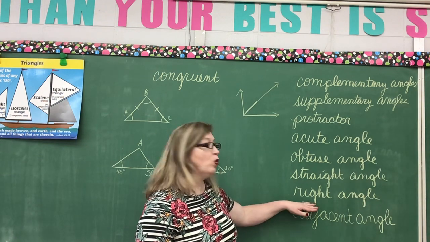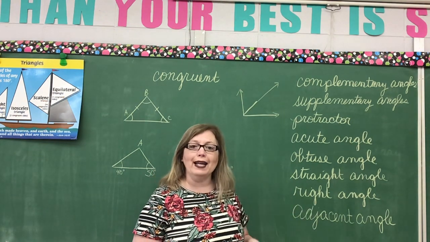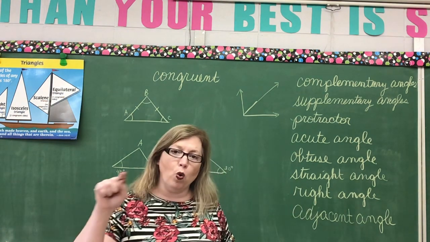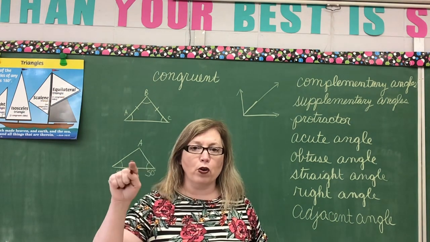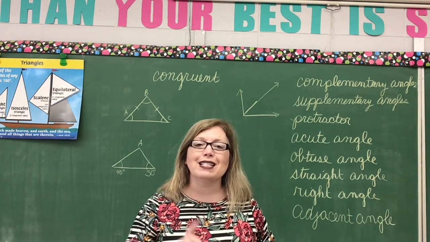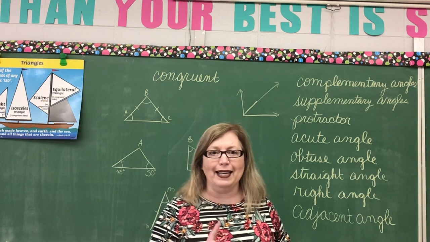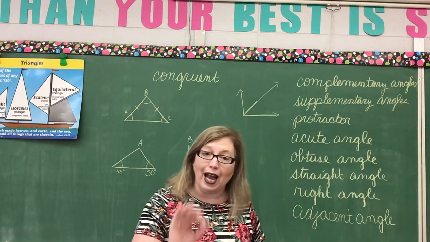Then we have a right angle. Right angles will always form a corner, a very perfect corner. And it will always measure exactly 90 degrees.